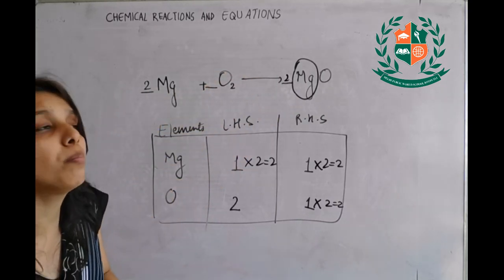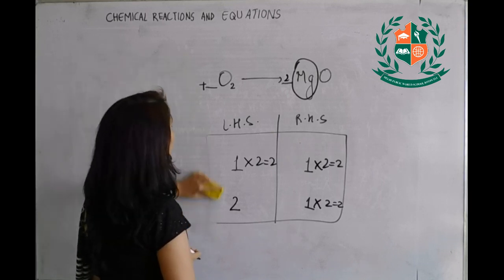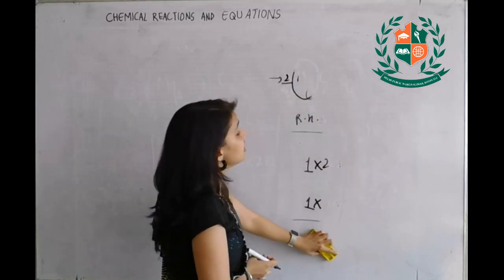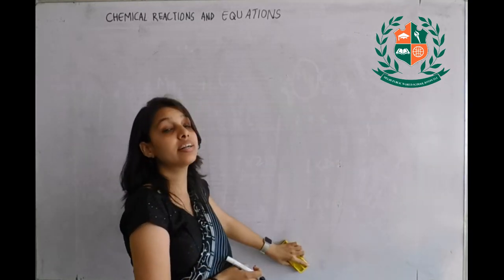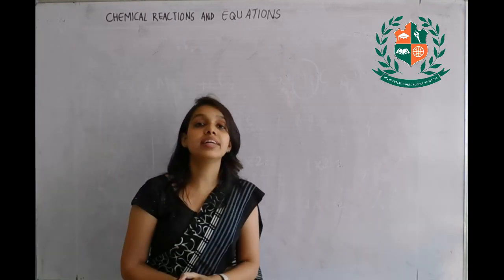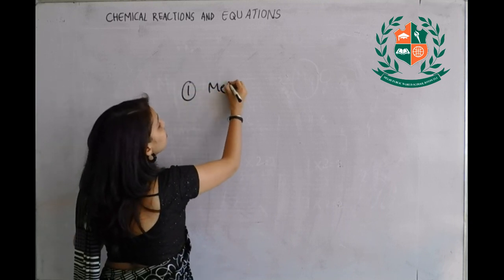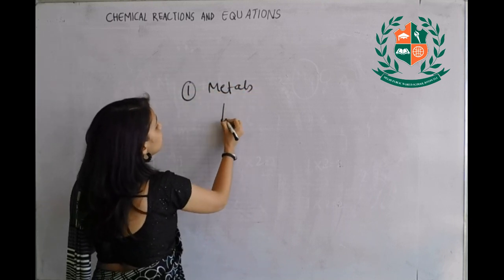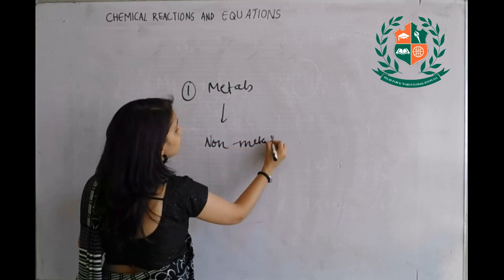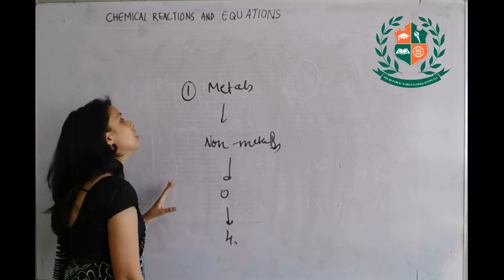We also have some complicated chemical reactions. So how to do them? Just follow a procedure. First make this table, then write down the elements present. Then in the left hand side corner, write down the number of atoms present on the left hand side, then on the right hand side. Then after that, start with balancing the metals, then non-metals, then oxygen, and then hydrogen.